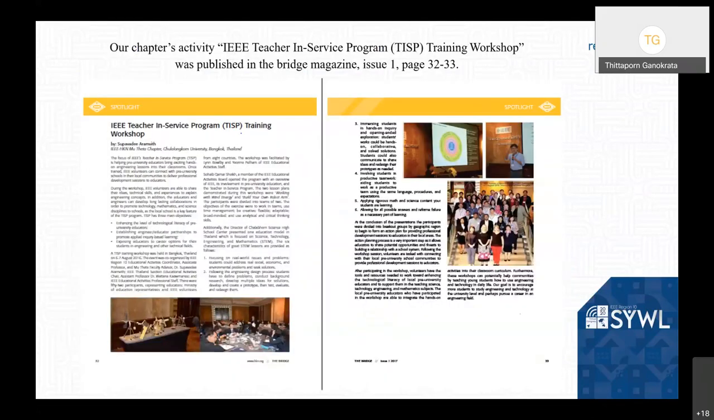And from that activity, we got published from this TISP in the Bridge magazine. So it's really a great honor for us to be able to share experience with other IEEE members.